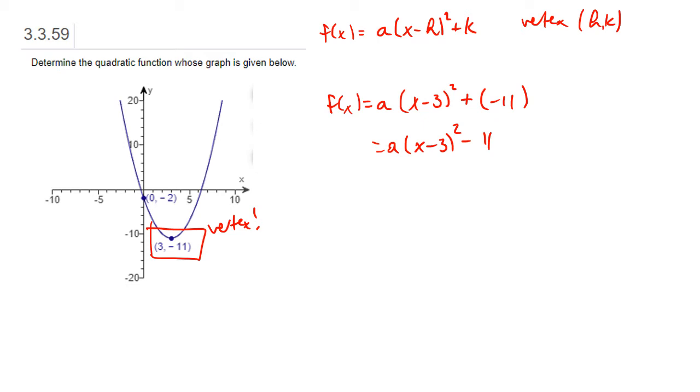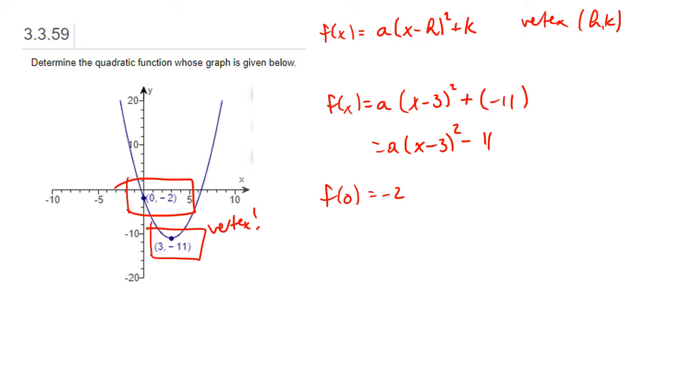Okay, we do know that since this parabola opens up, a must be positive, but just knowing a number is positive is, alas, not very specific. But we do have more information. We have this point right here, this intercept of 0, -2, which means f of 0 must equal -2.